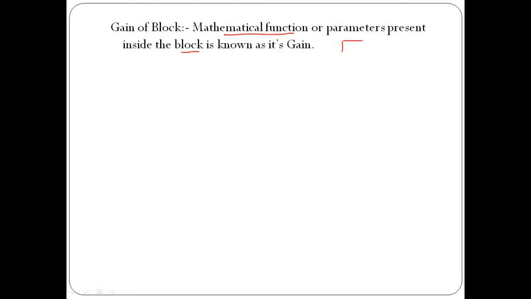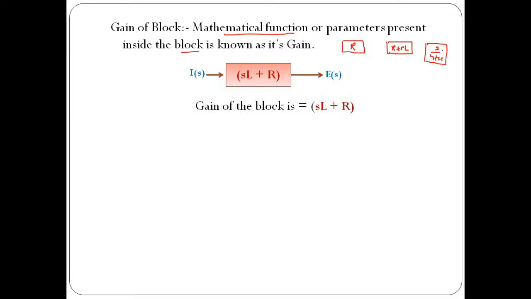For example, in a block diagram we have various sets of blocks, and inside a block if we write, say, capital R, then this capital R indicates the gain of this particular block. Instead of writing capital R, in the block I can write R plus SL, so this R plus SL indicates the gain of this block. Or I can write S divided by 4 plus 2S. So this S divided by 4 plus 2S indicates the gain of this particular block. Whatever mathematical function we have mentioned inside the block, that represents its gain. That's it. So with respect to our previous case, SL plus R indicates the gain of the block.